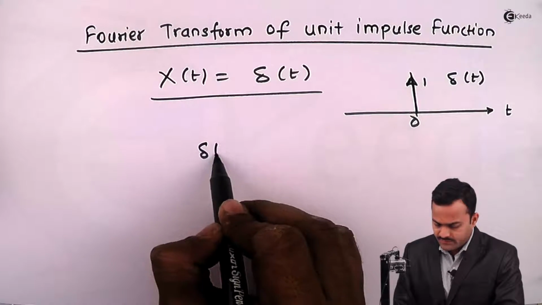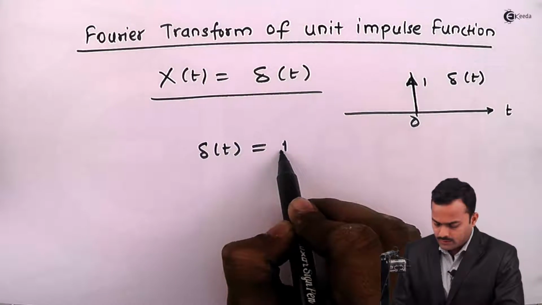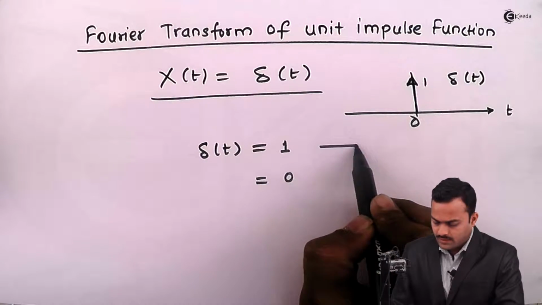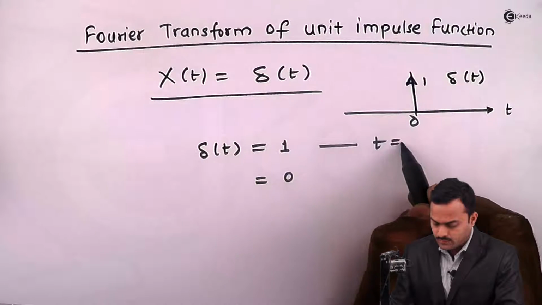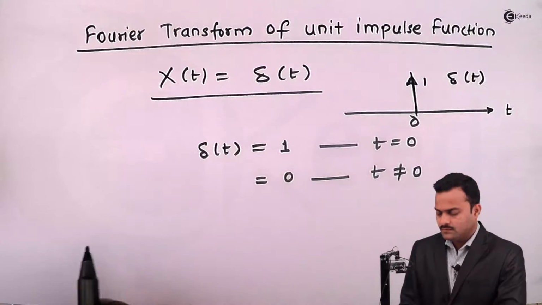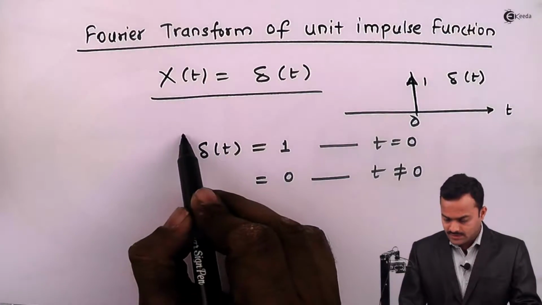So delta t is defined as having a value 1 or having a value 0. It will have the value 1 if t equals 0, and the rest of the time it will have the value 0. So this is the delta function.